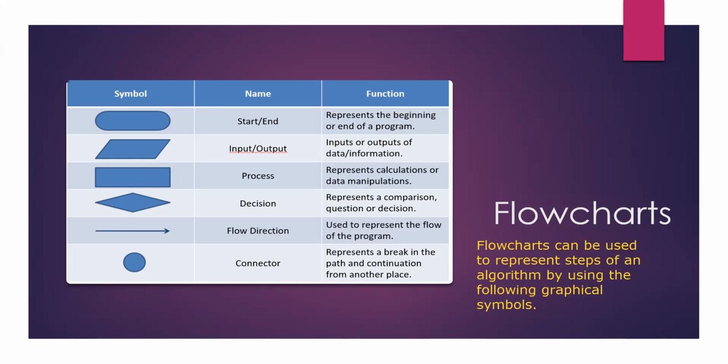Now, we have to provide the solution in a step-by-step manner, and to learn this, we are first going to use graphical symbols. You can see these are the graphical symbols. This is more or less an oval shape, and this is a parallelogram, a rectangle, a diamond-shaped block, these arrows, and a small circle.